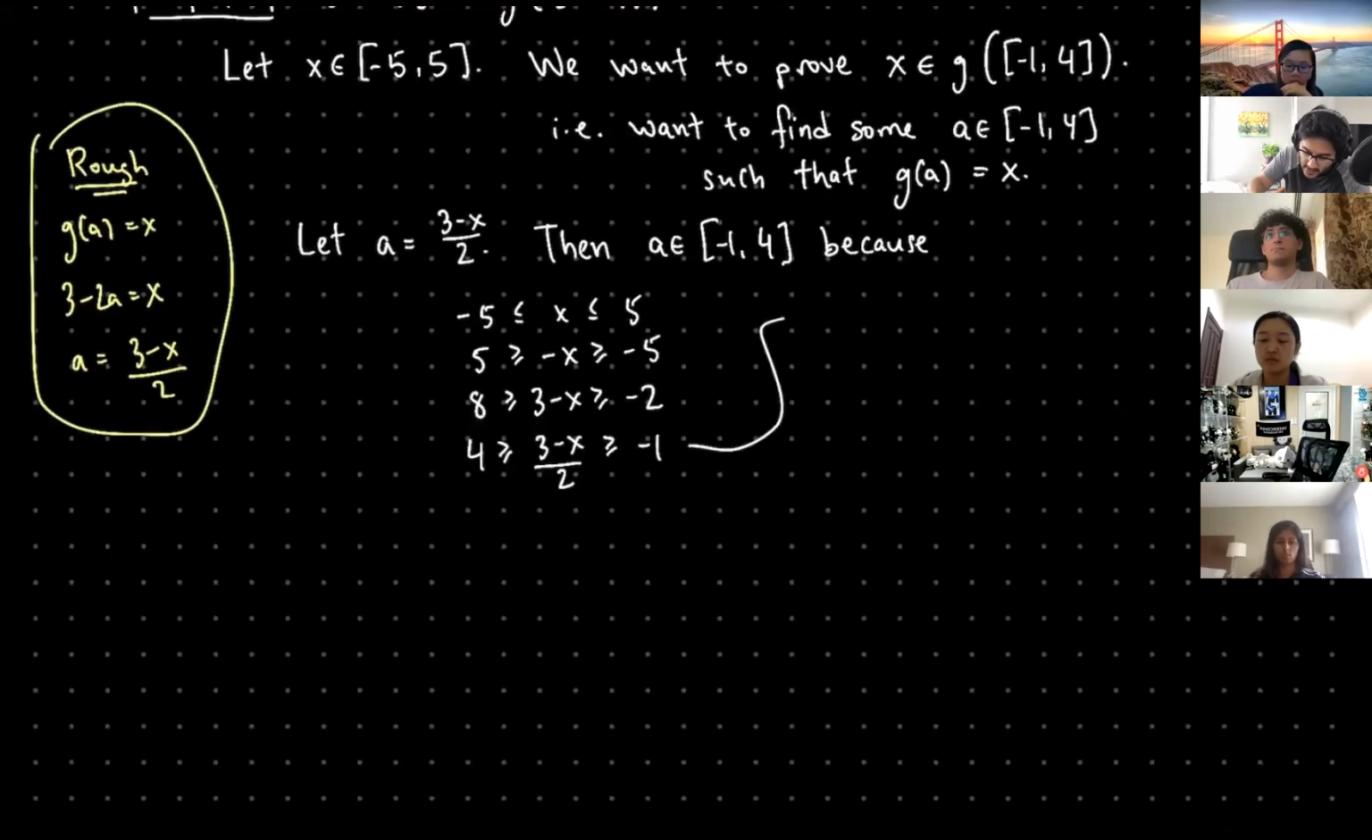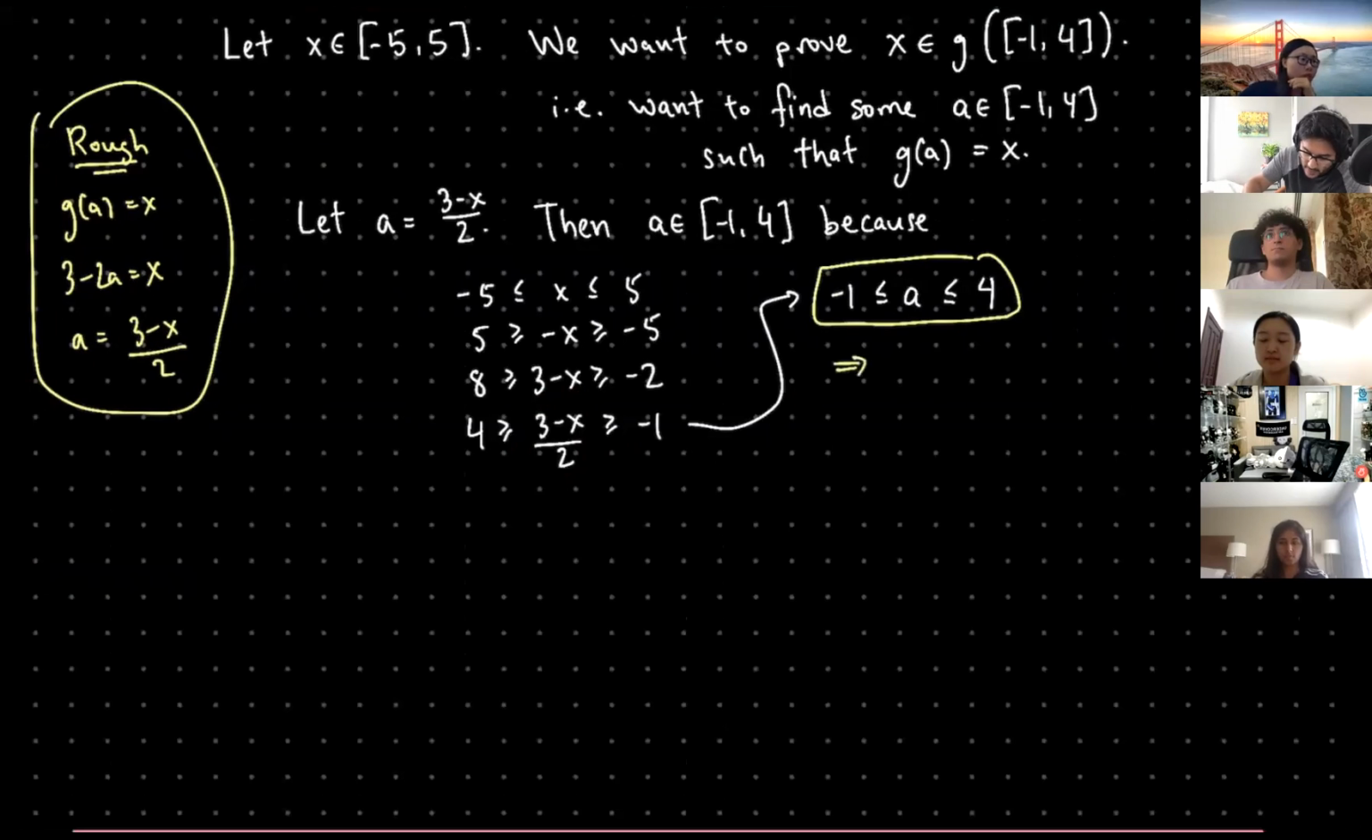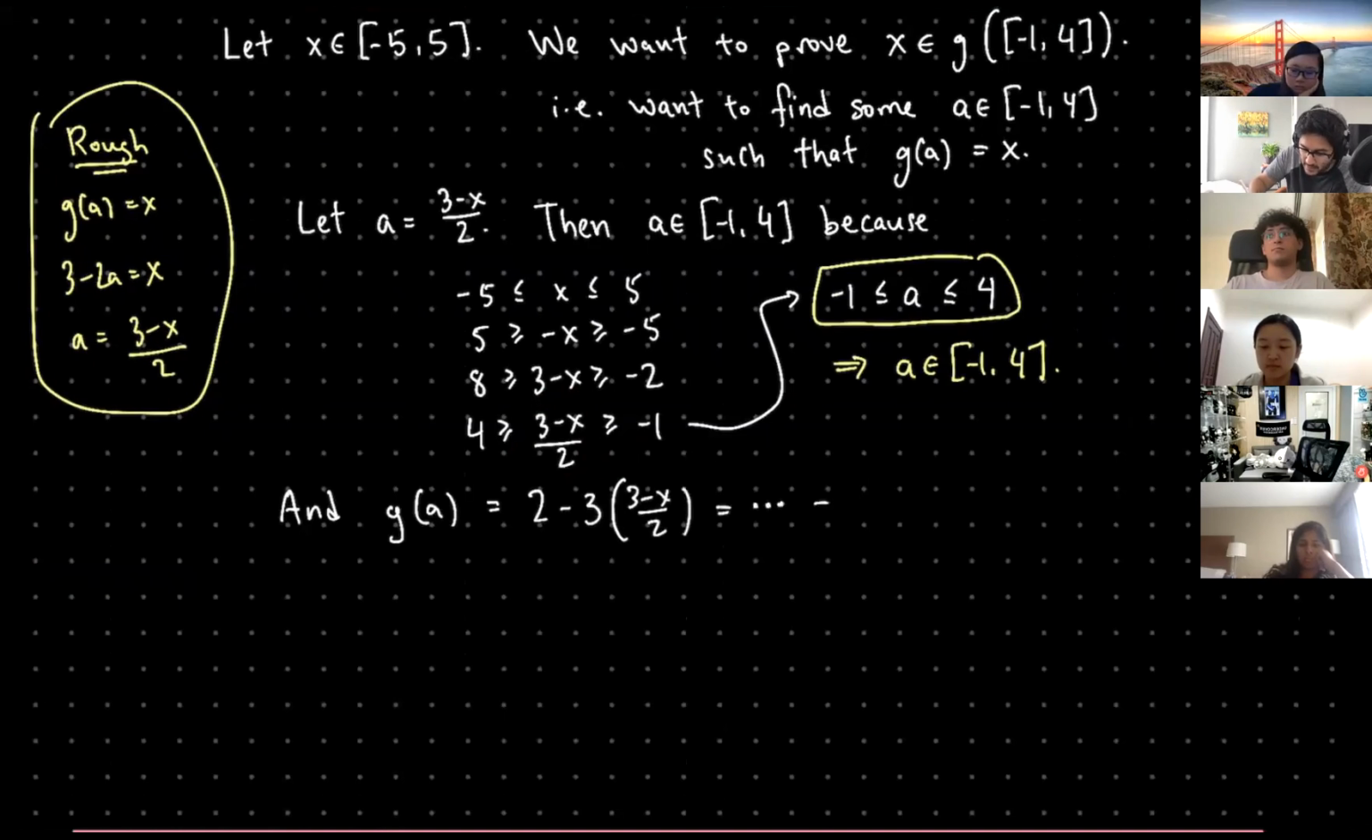And this (3 minus x)/2 is just a. So this proves that a is between, well, I'll write the inequalities the other way, a is between -1 and 4, right? And so we say, therefore, a is between -1 and 4. And clearly, if you want to do the calculation, you can. g of a equals 2 minus 3 times a, which is 3 minus x over 2, and you do the calculation, and you get x.